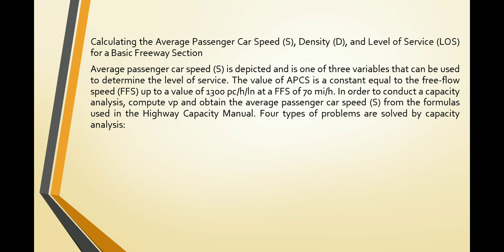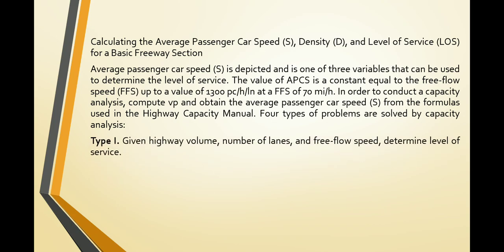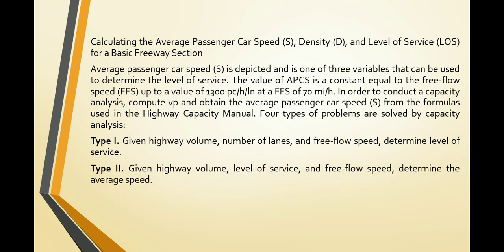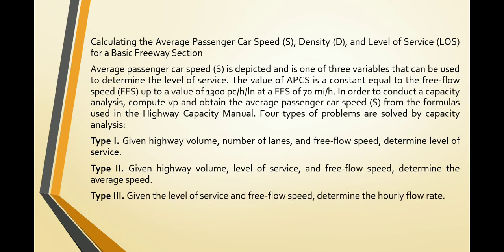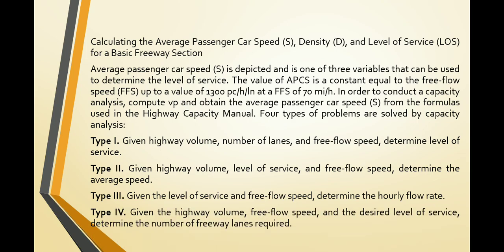Four types of problems are solved by capacity analysis. Type 1, given highway volume, number of lanes, and free flow speed, determine level of service. Type 2, given highway volume, level of service, and free flow speed, determine the average speed. Type 3, given the level of service and free flow speed, determine the hourly flow rate. And type 4, given the highway volume, free flow speed, and the desired level of service, determine the number of freeway lanes required.